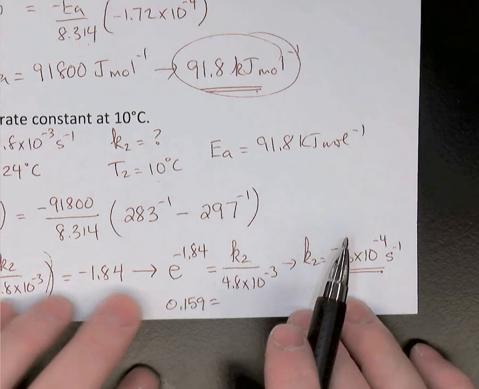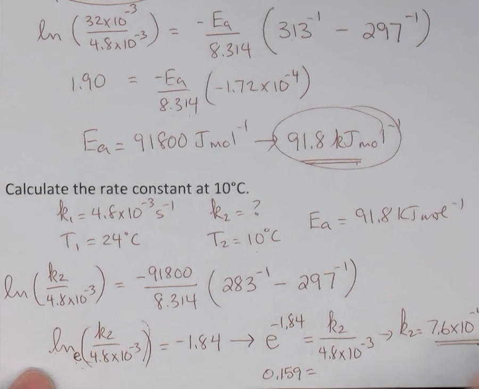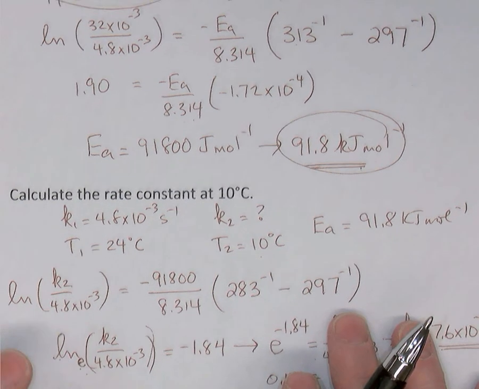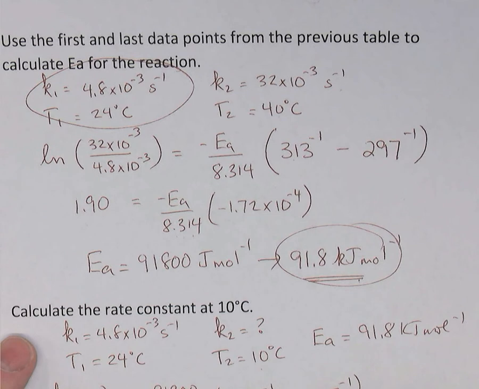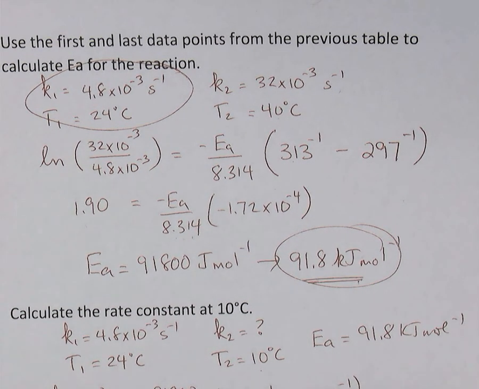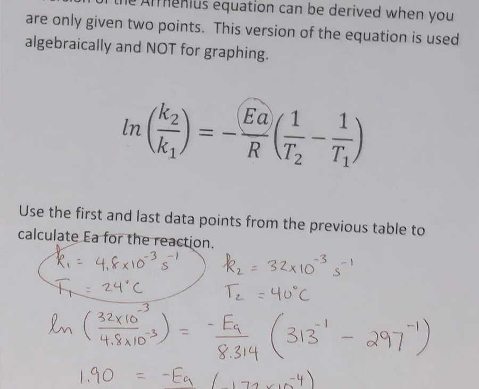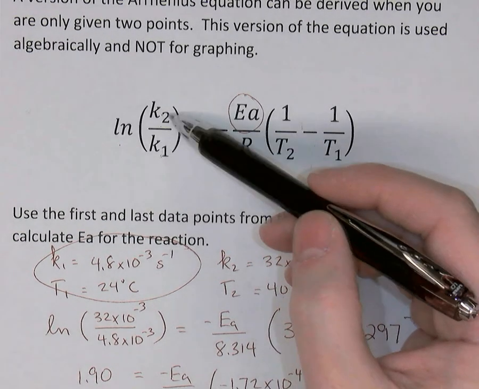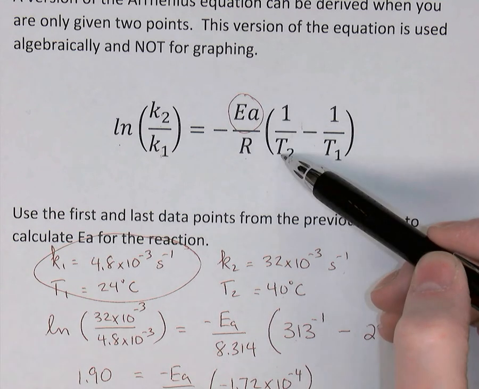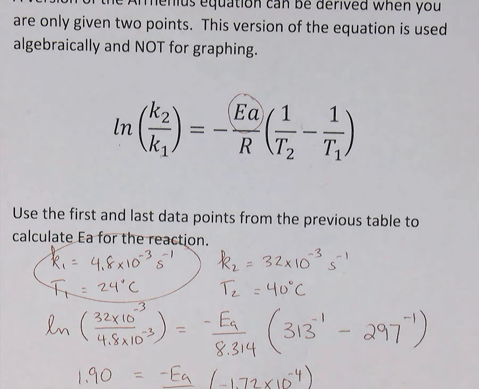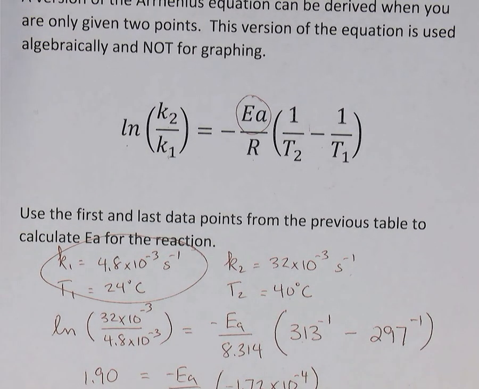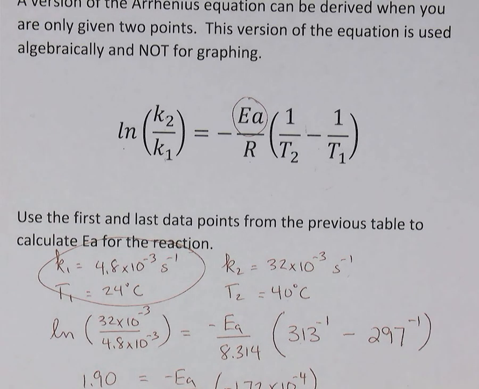So there you have it. We've calculated a rate constant at a given temperature using the 2-point formula, and we calculated the activation energy using the 2-point formula. The third thing you might be asked to calculate, of course, would be to find a temperature. If you were given 2 rate constants, the activation energy, and 1 temperature, you could find a missing temperature as well. There's another relatively common type of problem with the Arrhenius equation.